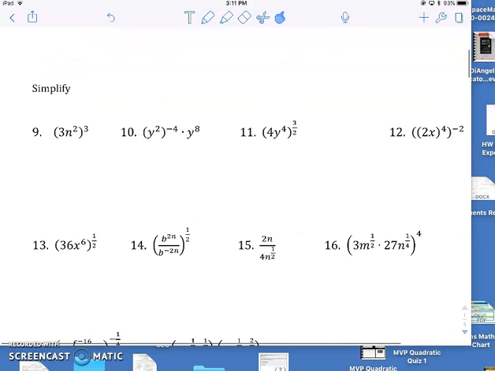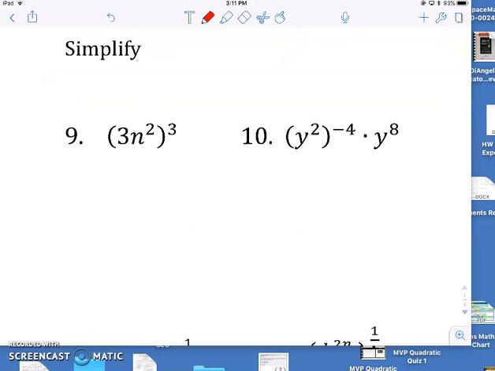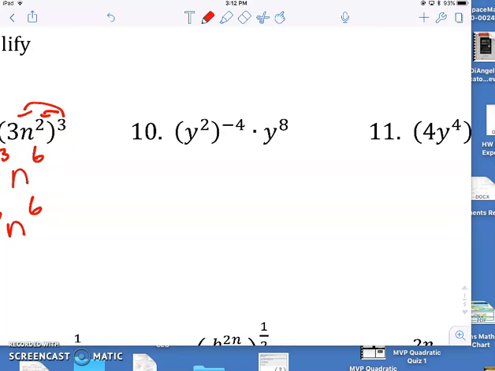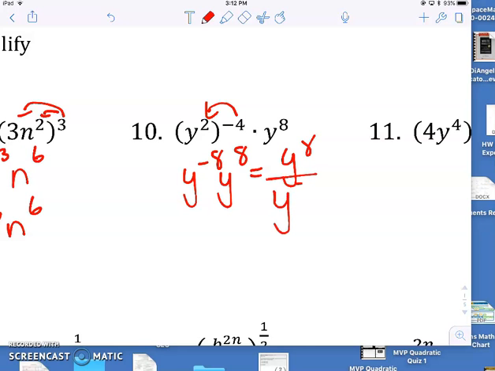So now we're going to take a look at simplifying some of these. So when it's on the outside, we distribute. So this becomes 3 cubed n to the 6th. We know 3 cubed is 27, so 27n to the 6th. Number 10, if we distribute, we have y to the -8th, y to the 8th. So we can think about negative exponents. We have to move it to the bottom. So y to the 8th over y to the 8th, which is equal to 1.